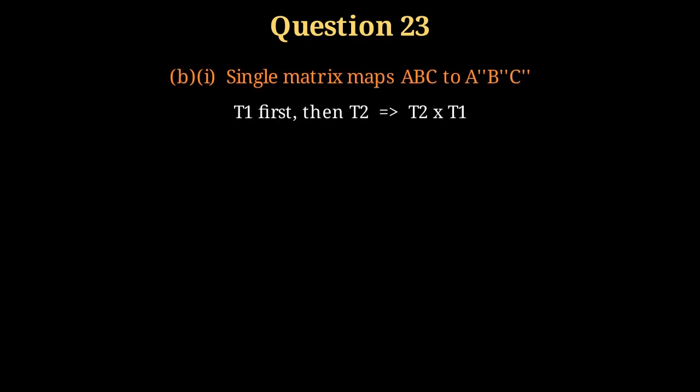Part B, 1. We want the single matrix that maps ABC straight onto A', B', C'. Since T1 is applied first and then T2, the combined matrix is T2 multiplied by T1, in that order.